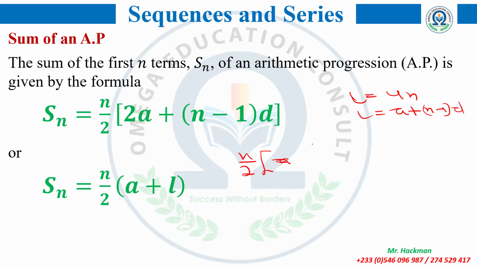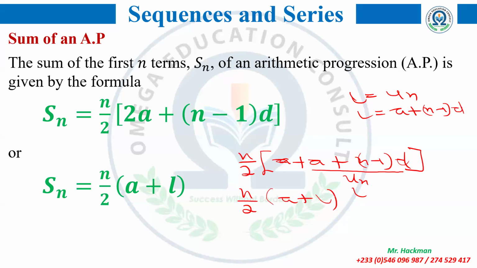All right, so when she comes back, then I can write 2a the same as a plus a. Do you agree? Yes, sir. Then plus (n minus 1)d. But you can see that the whole of this is the same as your u sub n, which is the same as your L. So I can write this as n over 2, into bracket, a plus L, or a plus u sub n.